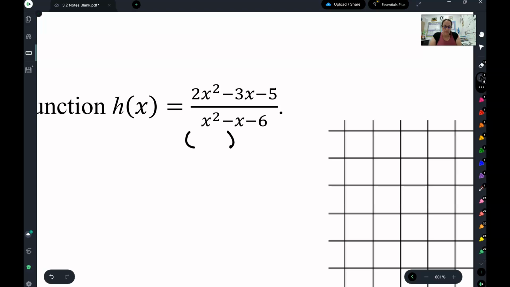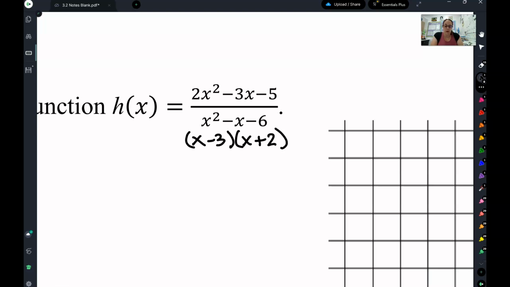So the bottom factoring is easier because it has no number in front of the x squared, a leading coefficient of 1. So we just need to multiply to -6 and add to -1. So that's -3 and +2.